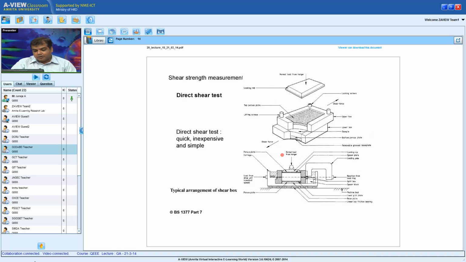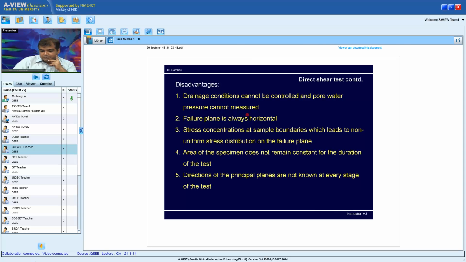I would like you to go back home and look at this figure in detail. This whole shear box is kept in a water bath. Please spend some time to go through the reference, either this British standard or our IS code. Okay, let me move on to the next slide to speak about some of the disadvantages.